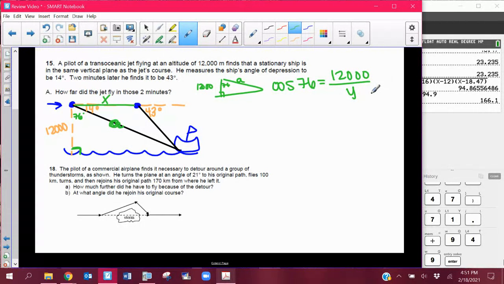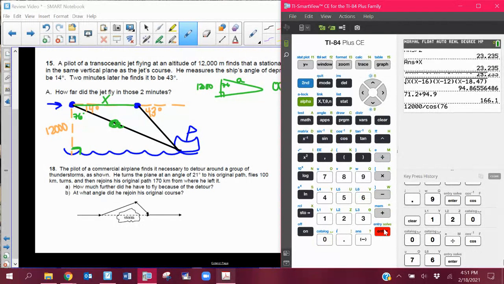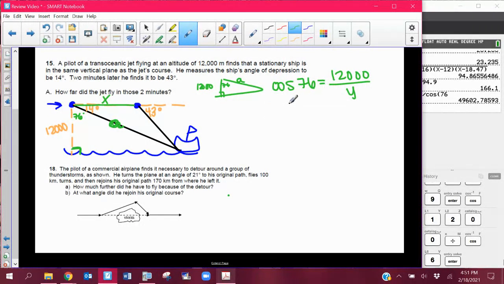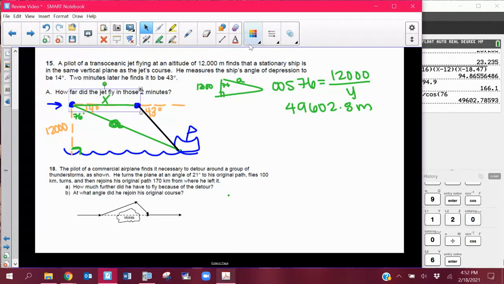I'm going to go ahead and solve that. Again, just cross multiply and solve. So that should give me 12,000 divided by the cosine of 76. And I get that that distance is 49,602.8 meters. Okay, so I now know this distance right here. We just found it. Let's make it red. That's what I'm looking for. Okay, so now I know this side. I know an angle. I could find the other side. The other nice thing that I know about this is I know that this is a straight angle.